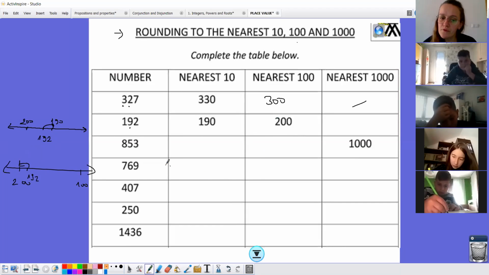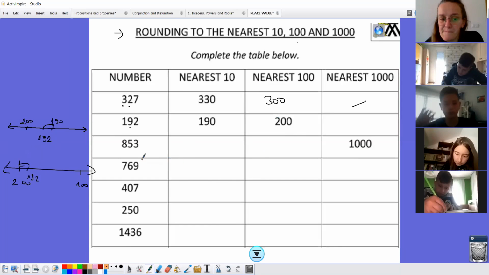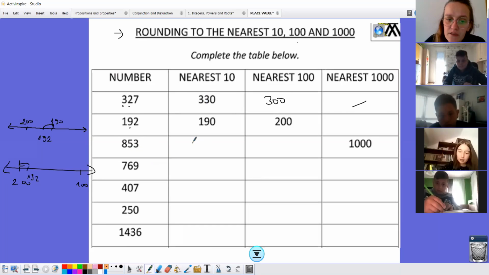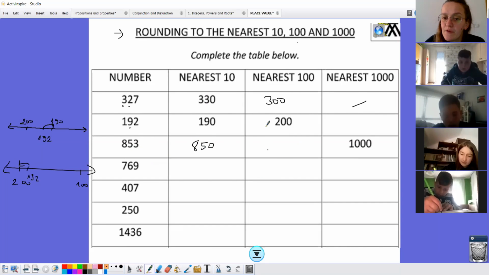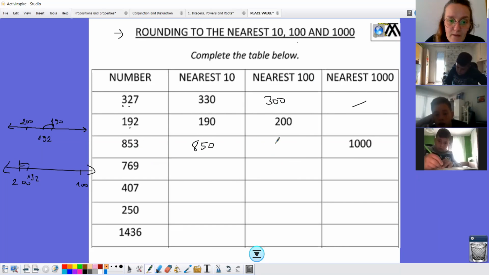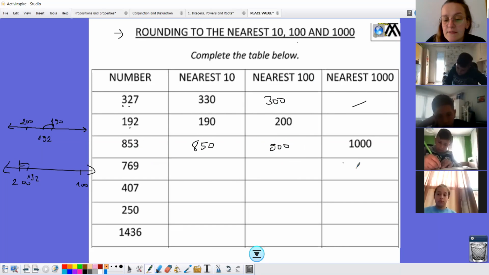Amin, can you help me for the third one? Yes. Nearest 10, it will be 850. Nearest 100? Nearest 100, 900. And then it is 1000.